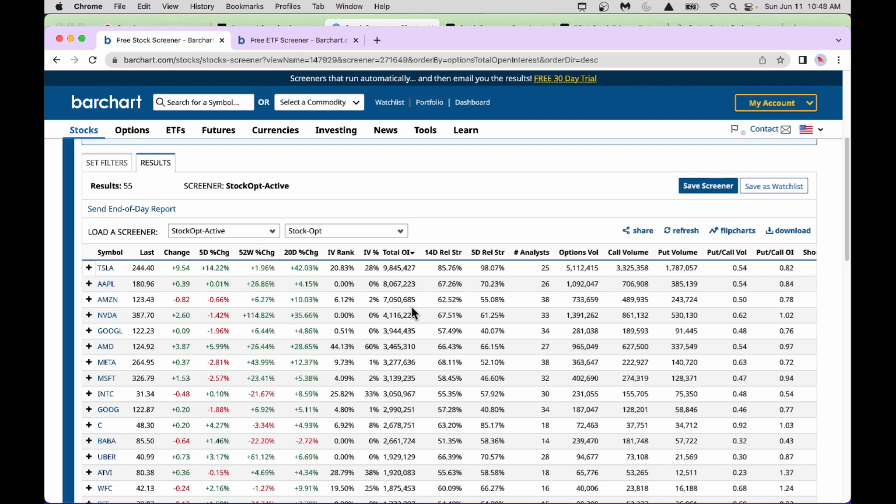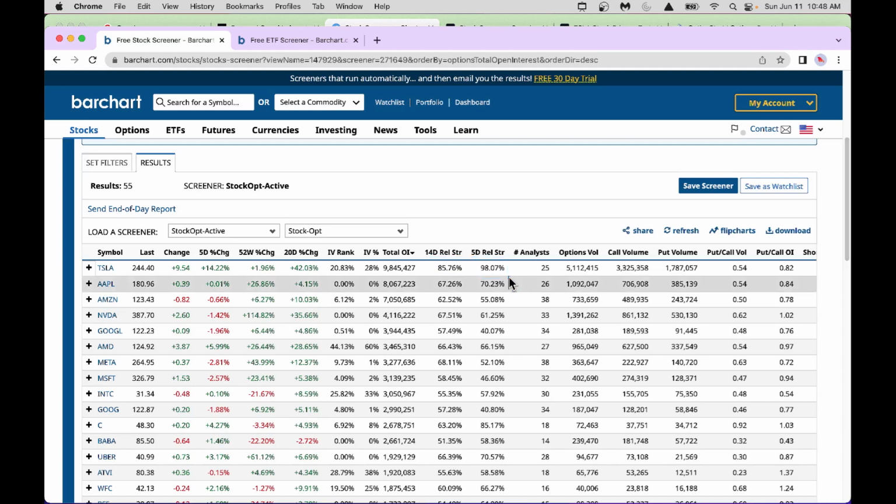But also pay attention to Tesla's RSI here. Look at the 14-day RSI, it's 85. That tells you it's overbought. Look at the 5-day RSI, 98. That tells you it's even getting more overbought. So with this, I would basically do multiple things with Tesla.